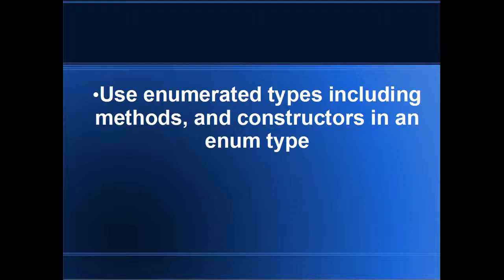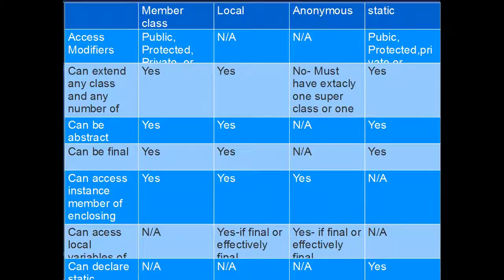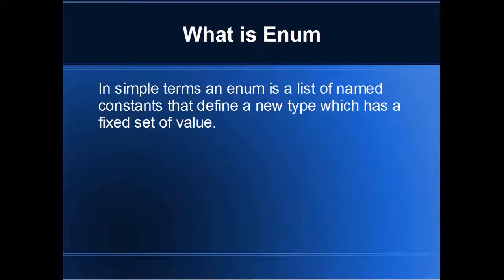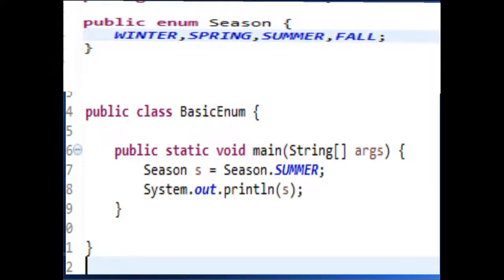All right, let's go. Using enumerated types, including methods and constructors in an enum type. What is an enum? In simple terms, an enum is a list of named constants that define a new type, which is a fixed set of values. This is a simple enum. You see from the code, it's like a class. You instantiate it, and System.out.println prints summer.